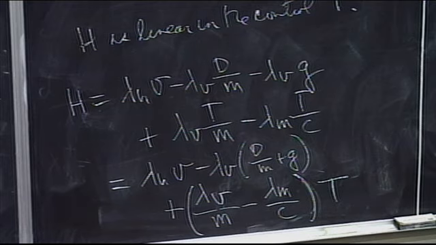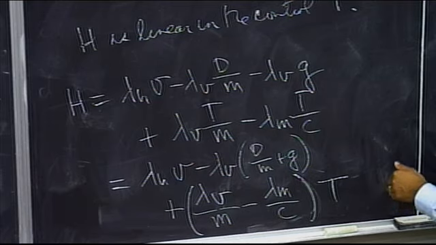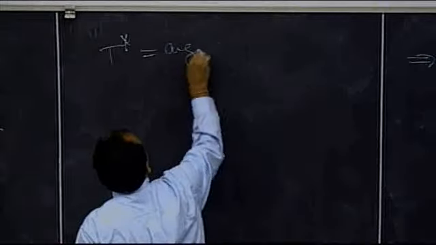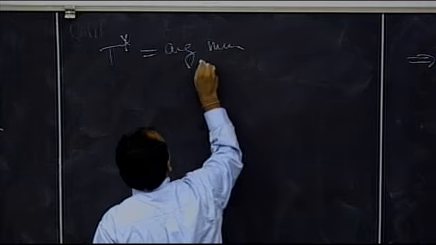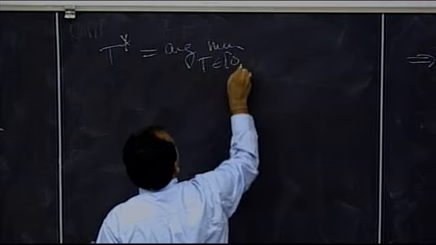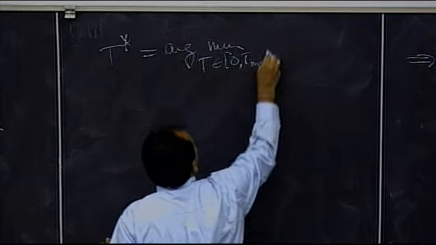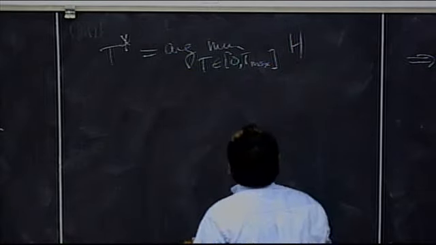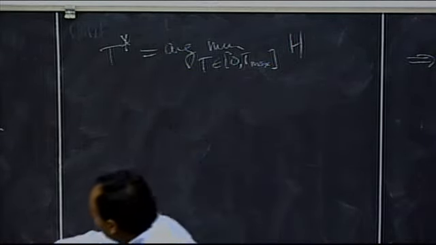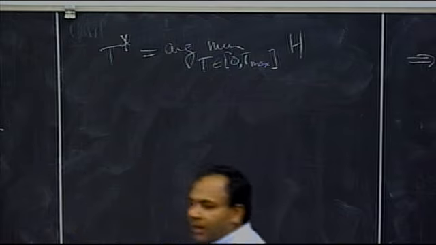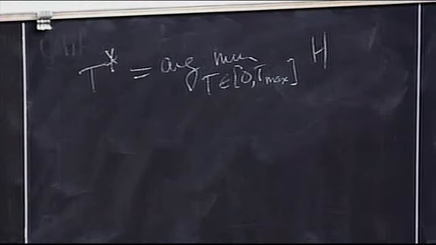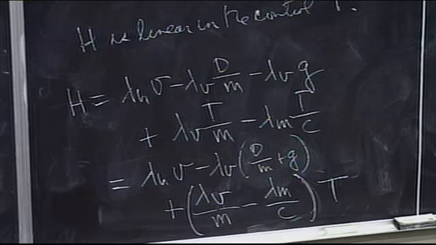So what I need is T star. T star is going to equal the argument of the minimum, over T between 0 and T max, of H, right? So if I look at that, I say, well, okay, what are the possibilities? So let's look at the possibilities.